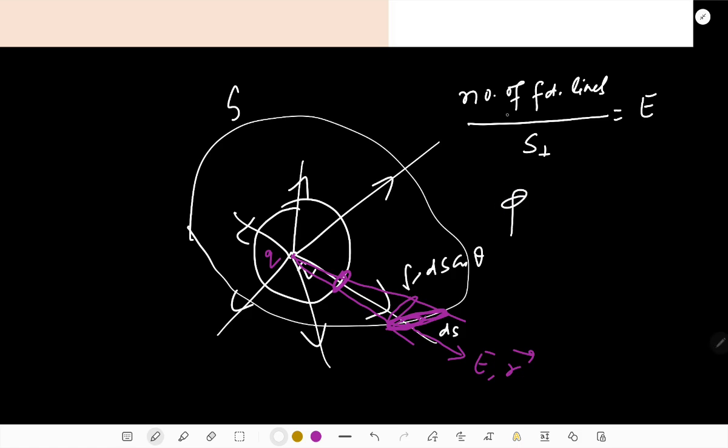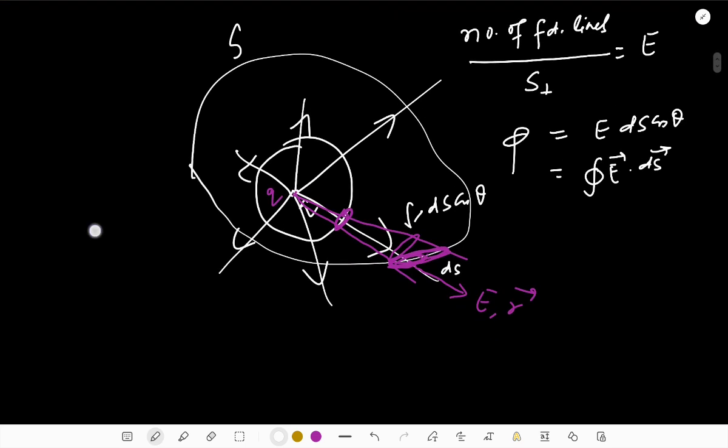So the number of field lines flowing out from a closed surface is counted as positive flux. You can write flux, number of field lines coming out of the surface, equal to E ds cos theta, and that gives you E dot ds. You can put a circle on the integration sign if the surface is closed. If the surface is open, just don't put this circular sign over the integral.